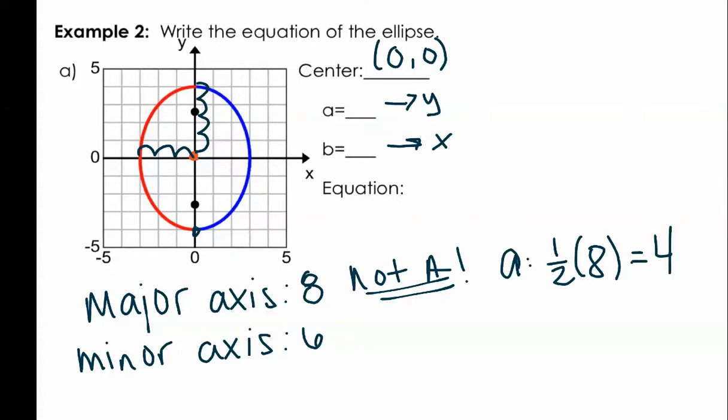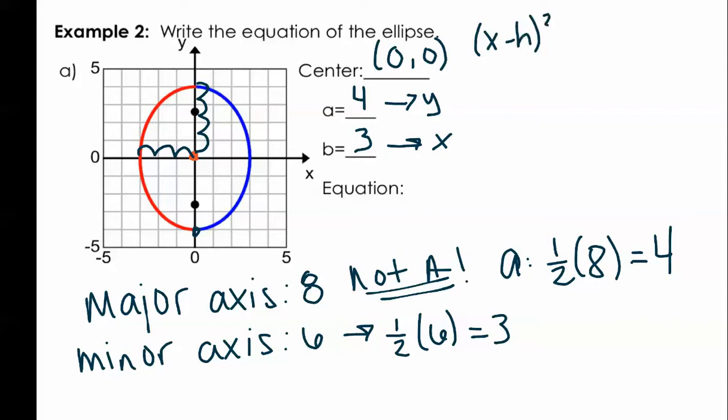So A is actually going to equal half of 8, which is 4. We got the 8 from counting. You could also count from the center. Sometimes it's helpful when it's shifted, though, if you can just find the major axis and cut it in half. So my A value is 4. My B value would then be half of 6, which is 3. So now we can go ahead and write our equation. We have everything that we need. The equation of our ellipse is going to be x minus h squared plus y minus k squared equals 1.